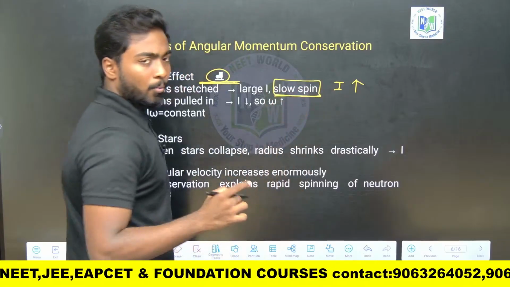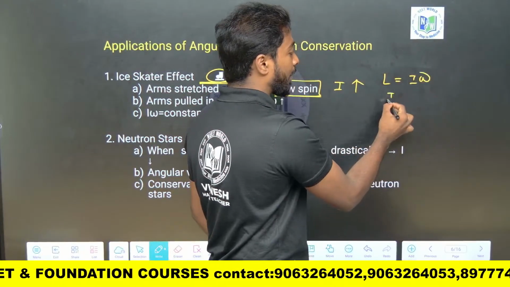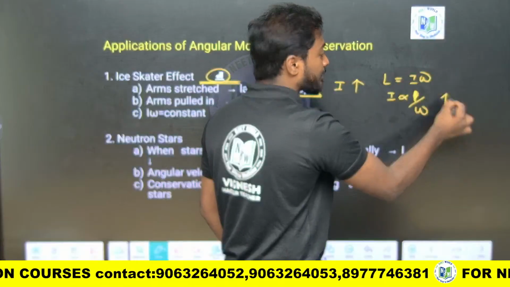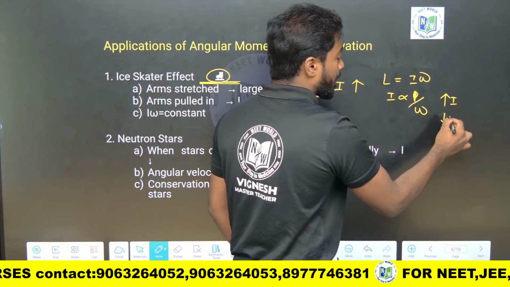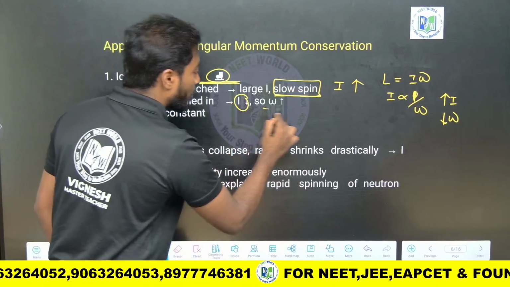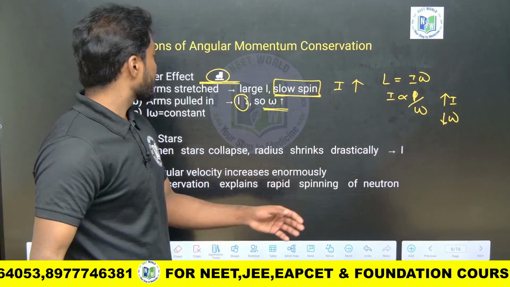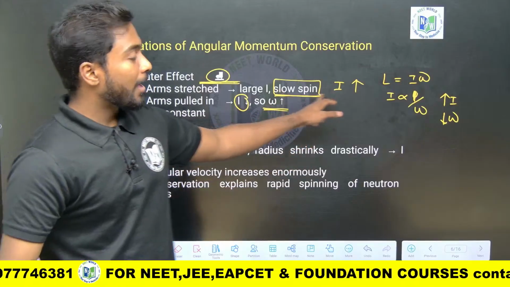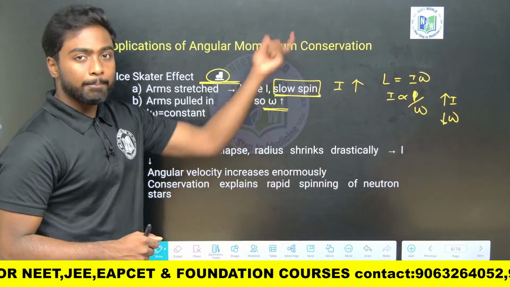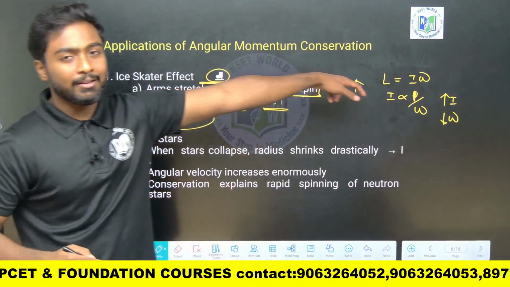We know that L is equal to I omega, right? I can say I is inversely proportional to omega. If I increases, omega decreases. So when arms are pulled in, I will be less and omega will be more. When arms are stretched, angular velocity will be less. When arms are pulled closer, omega will be more. So I omega is constant, that is, L is constant.